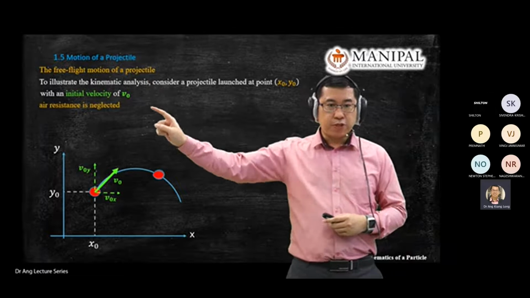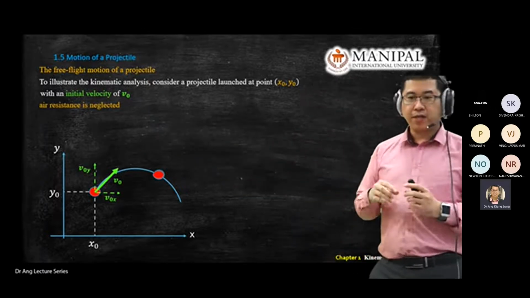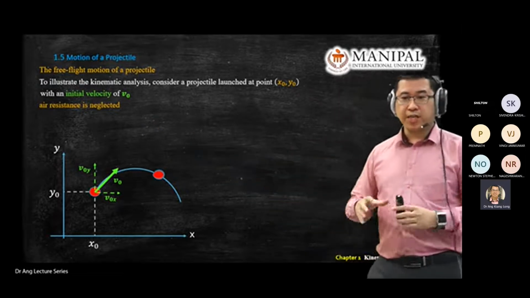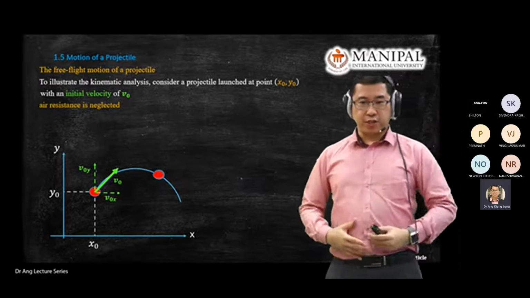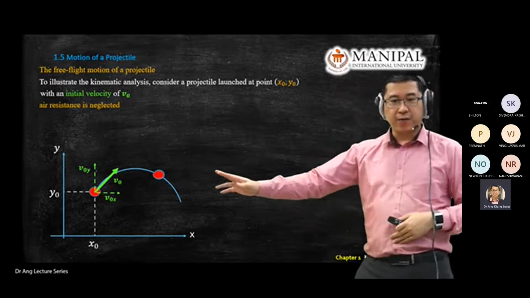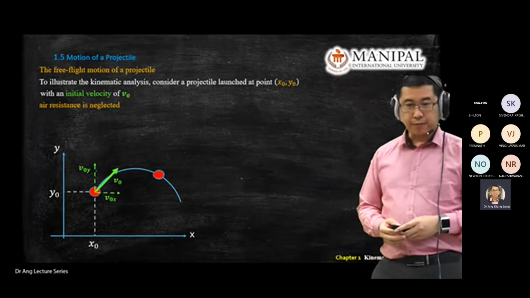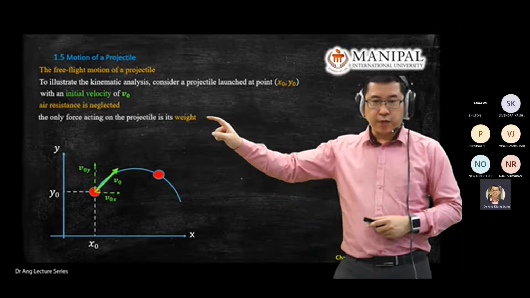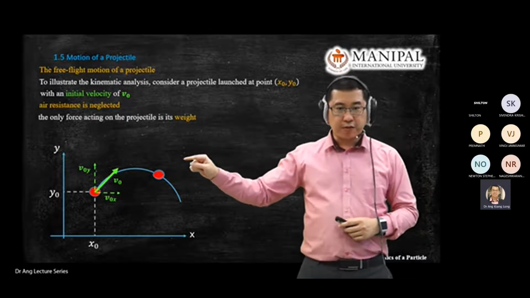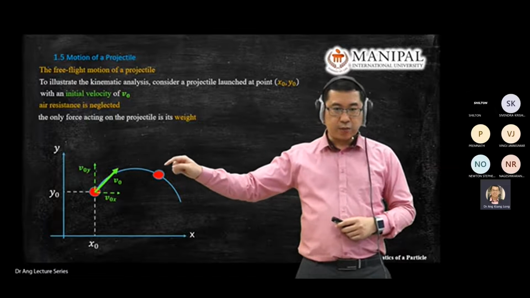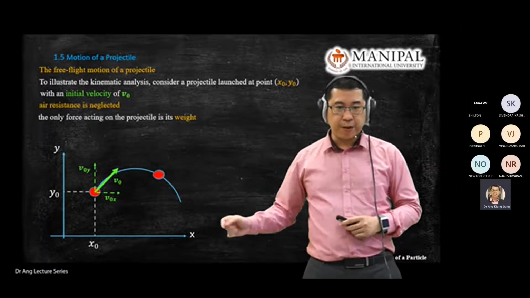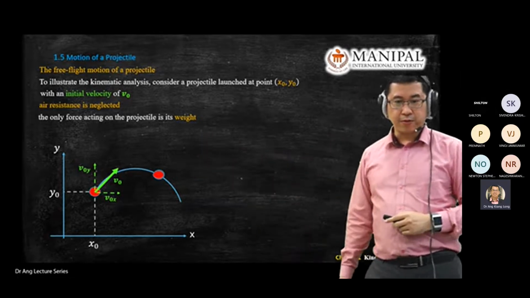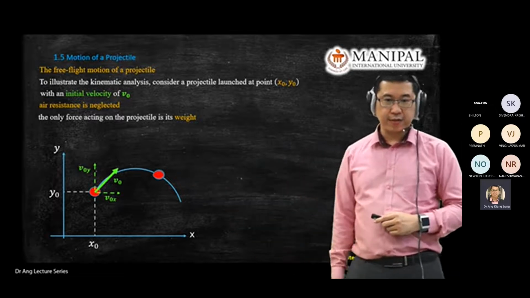In the free flight motion, we ignore the air resistance. We simplify the analysis by ignoring the air resistance. It means there's no drag, there's no loss of energy in our object. And the only force that we consider for free flight motion of the projectile, from that location to that location following this curvature of path, is only the weight acting on these particles or this red dot here.